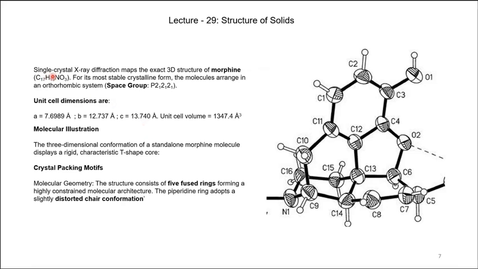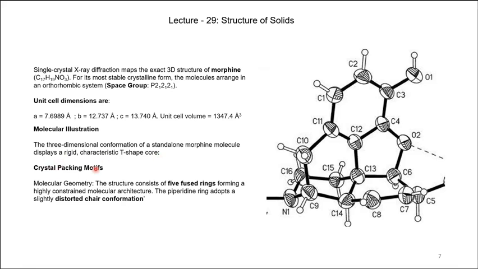So morphine has the molecular formula C17H19NO3, and it crystallized in the space group P21 21 21, which means it's an orthorhombic system. Unit cell dimensions A, B, C are given there, and unit volume also. In the molecular illustration, it says that it is a T-shaped core of the molecule.